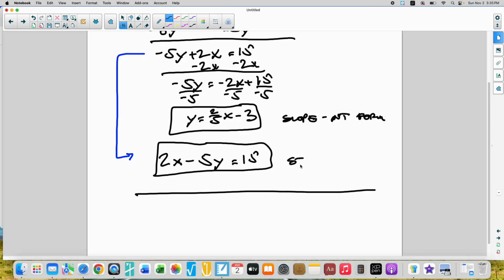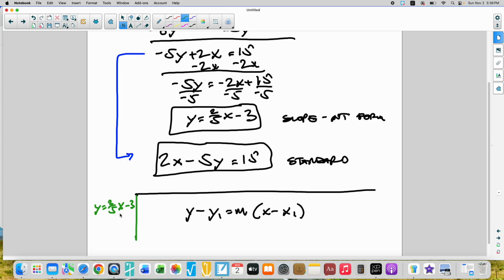This is standard. And remember, y minus y sub 1 equals m times the quantity x minus x sub 1. So we need a point. We can plug in a point here, or we can find a point using our other equation. So you have y equals 2/5 x minus 3.